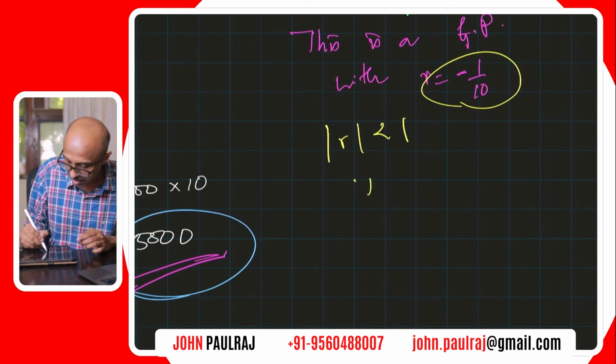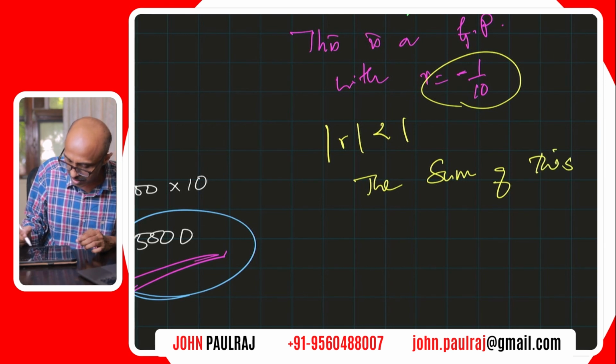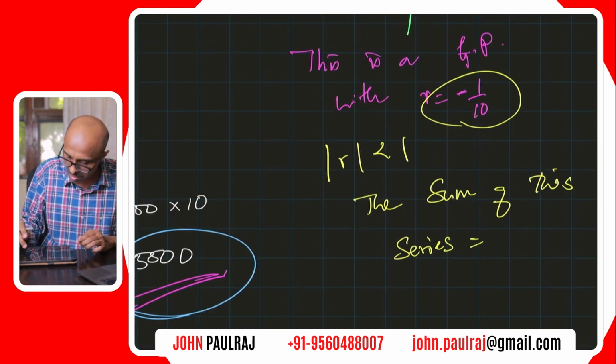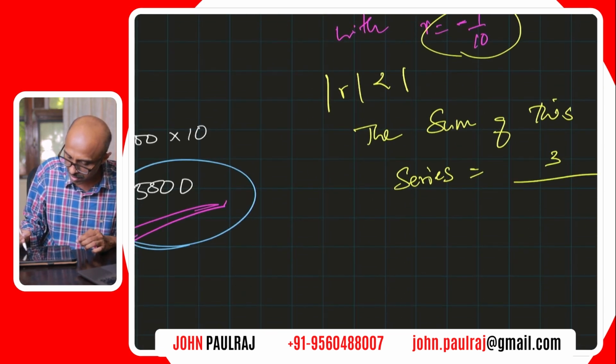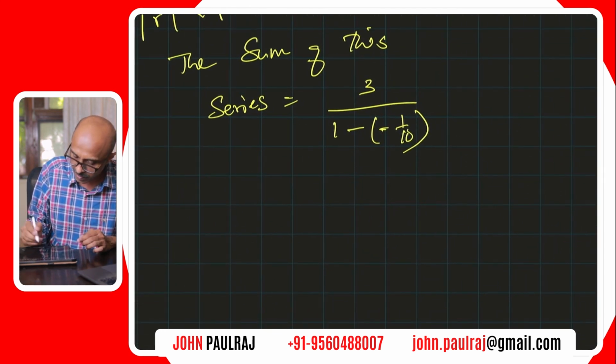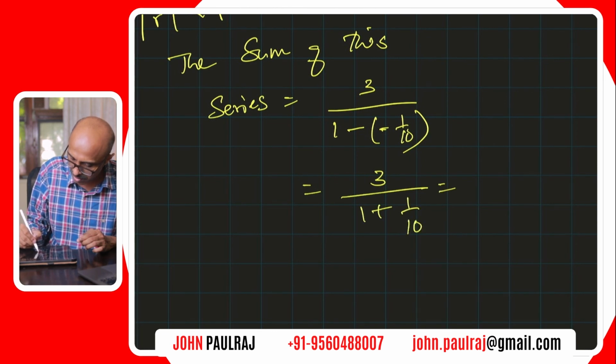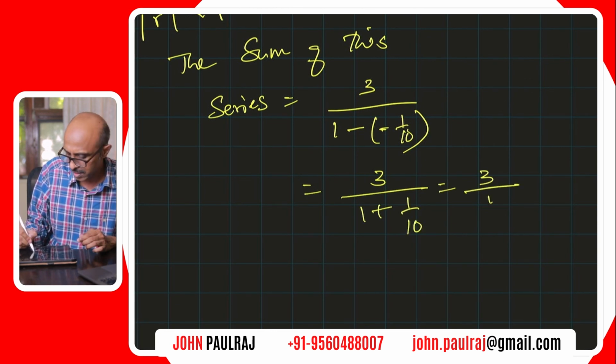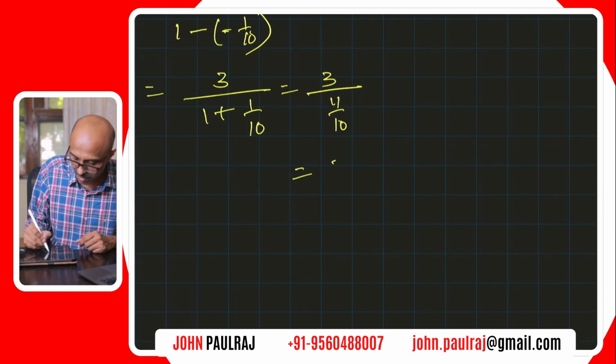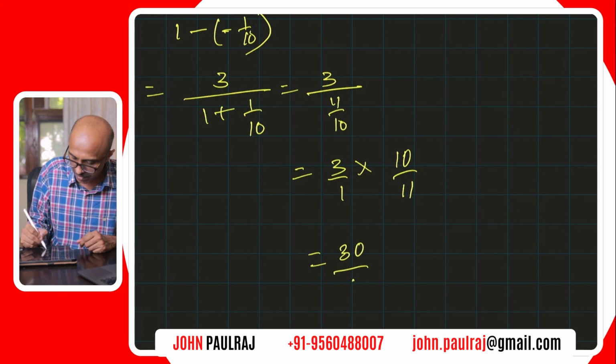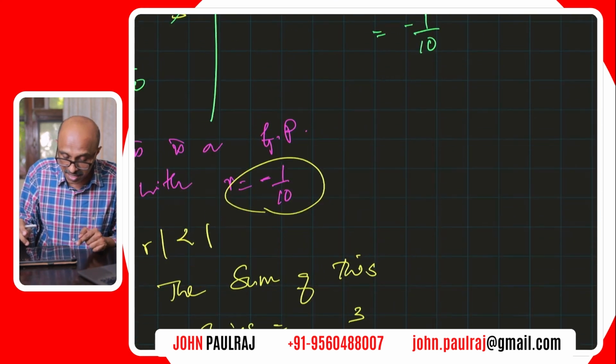So we say the sum of the series is therefore A. What was A? A was 3 over 1 minus R, 1 minus a negative 1 over 10. Okay, and when we simplify, you'll get 3 over 1 plus 1 by 10, and that's going to be 3 over 11 over 10. So this further simplifies as 3 over 1 times 10 over 11, or 30 over 11. So this is the sum of that geometric series.